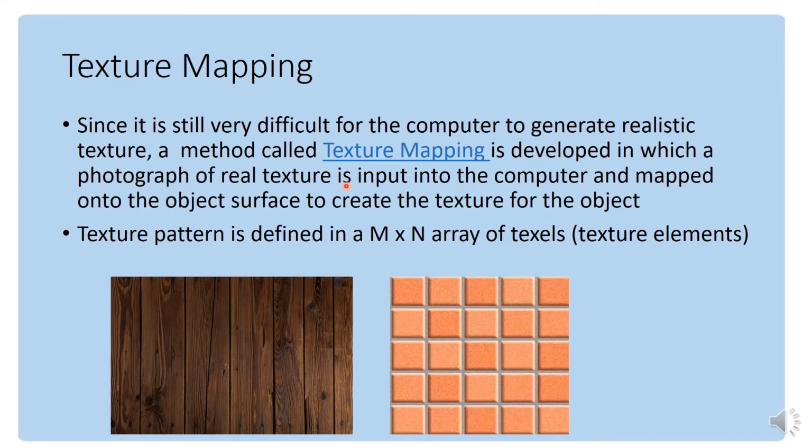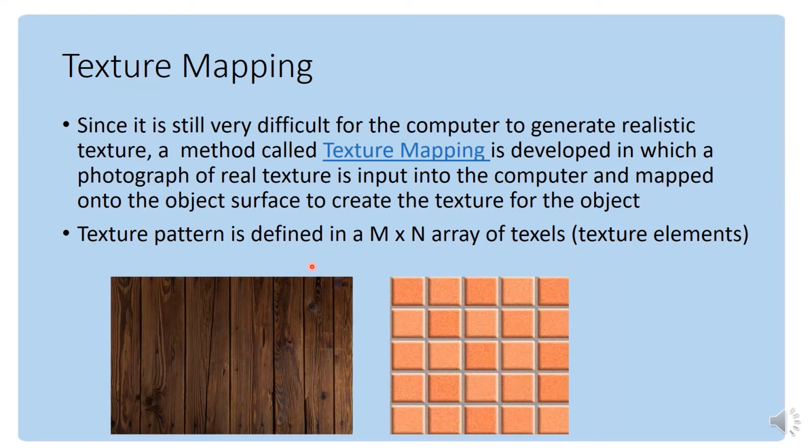Basically, this texture pattern is defined by an m multiply n array of texels. What is a texel? Texel is the texture element. If pixel is the graphic element, texel refers to the element of the texture.